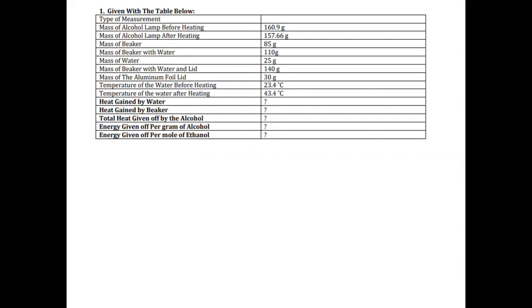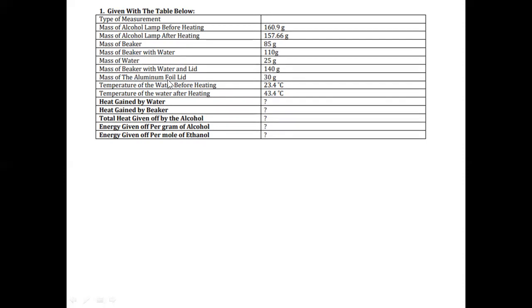Now, we are given this data: the mass of the alcohol lamp before heating is 160.9 grams, the mass of the alcohol lamp after heating is 157.66 grams, and the mass of the beaker is 85 grams. The mass of the beaker with water is 110 grams, and for the mass of the water, we just subtract 110 minus 85, which gives us 25 grams. And the mass of the beaker with water and lid is 140 grams.